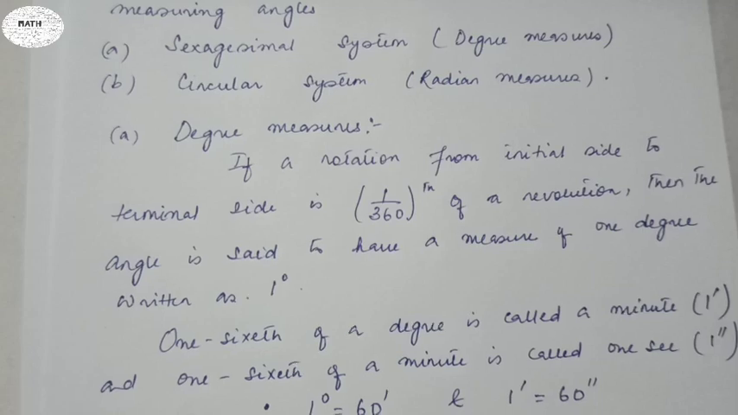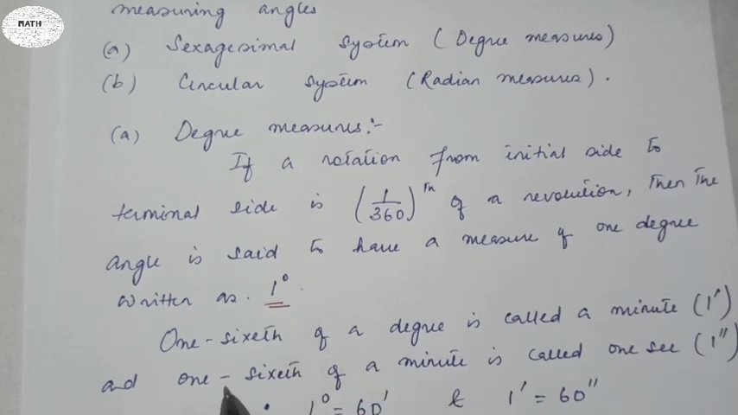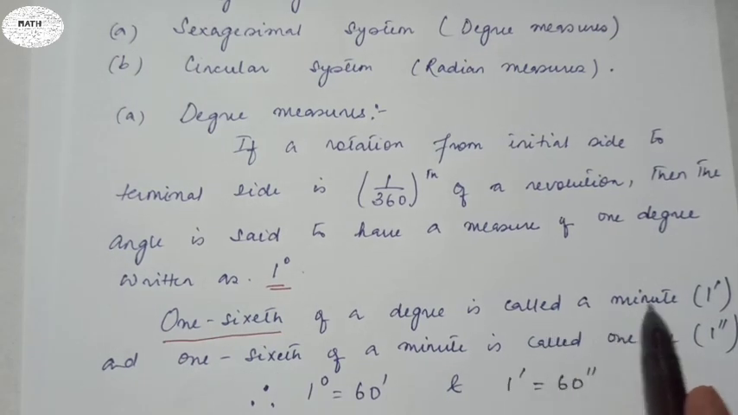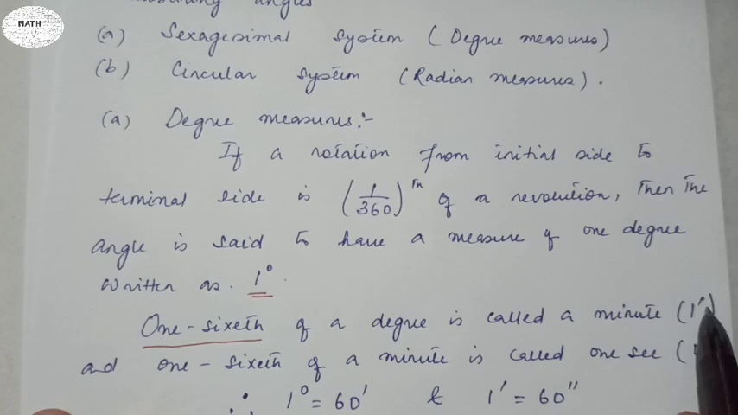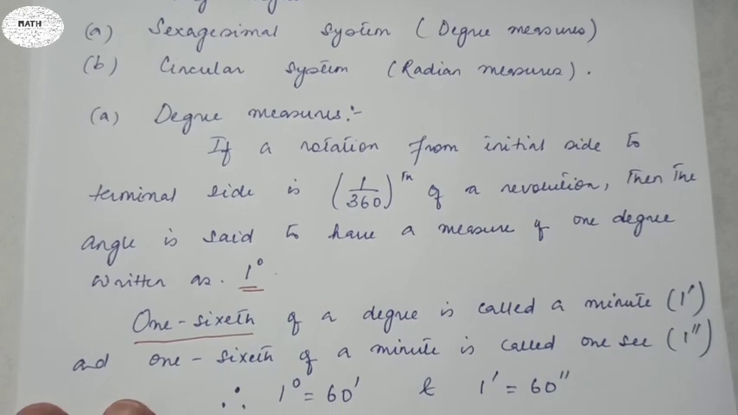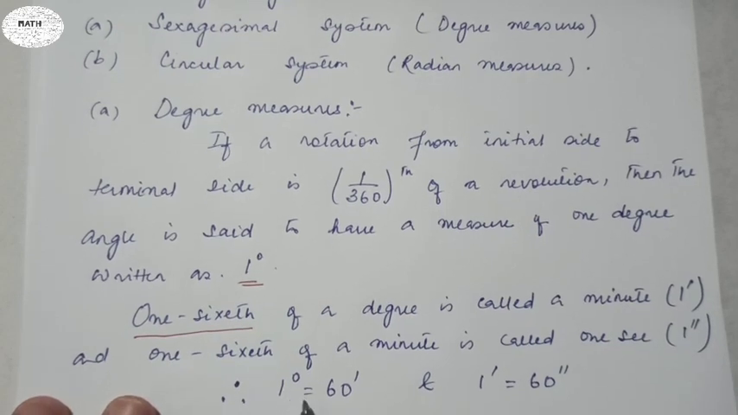The degree measure is given as follows: if a rotation from the initial side to the terminal side is 1/360th of a revolution, then the angle is said to have a measure of 1 degree, written as 1 degree. Don't forget this one. Then 1/60th of a degree is called a minute, and a minute is denoted by 1 dash. And 1/60th of a minute is called 1 second, denoted by 1 double dash. So as a whole, 1 degree is equal to 60 minutes, and 1 minute is equal to 60 seconds. You can pause the video and write this in your notes.